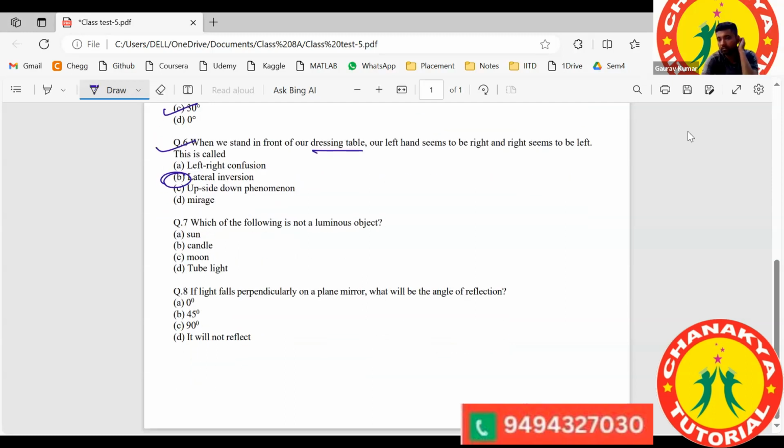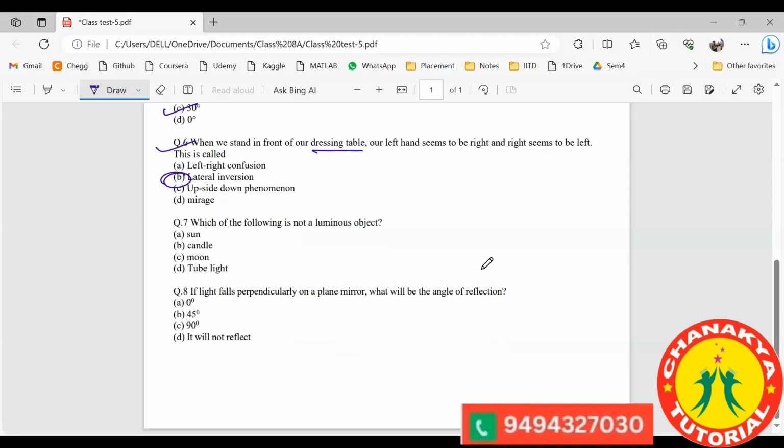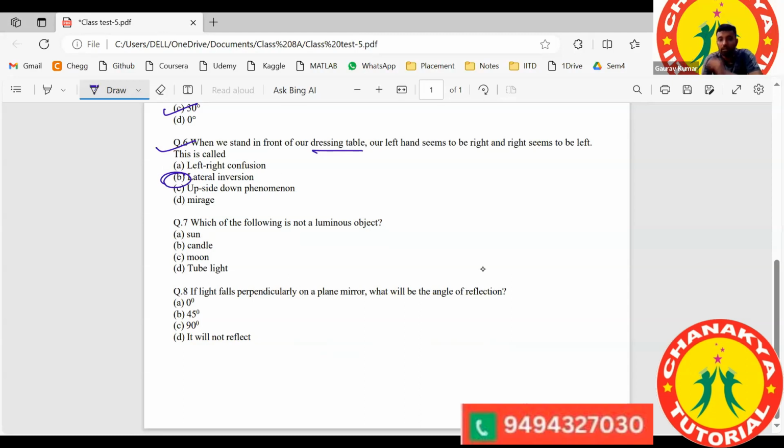Is Likita there? Yes, sir. Okay, Likita, it's lateral inversion, not left-right confusion. Okay, we call this phenomenon lateral inversion. Like, first attend all of my recorded classes. Like there is a property of a mirror.